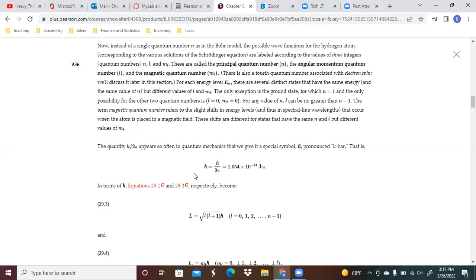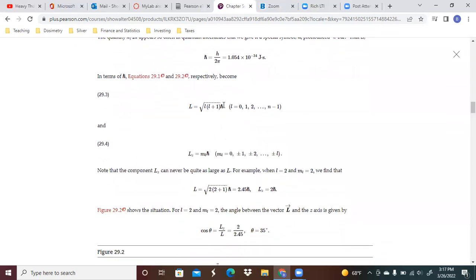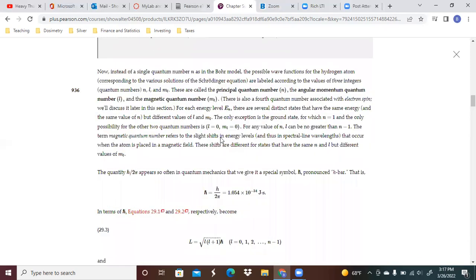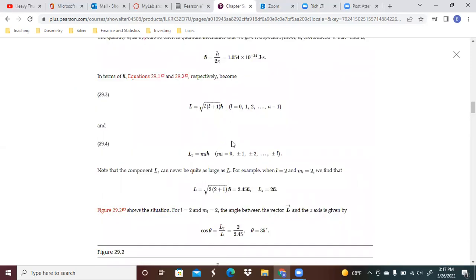So the quantity h over 2 pi appears so often in quantum mechanics that they're going to change that h divided by 2 pi, and they're going to call it h bar. And this is going to be your value here. So rather than write this, they're going to write this.